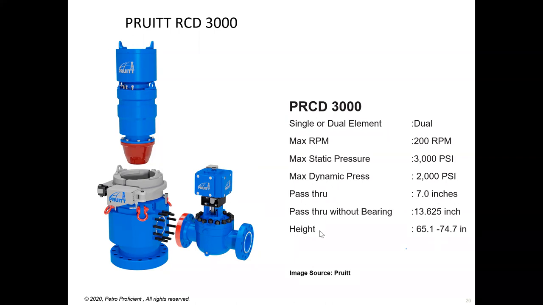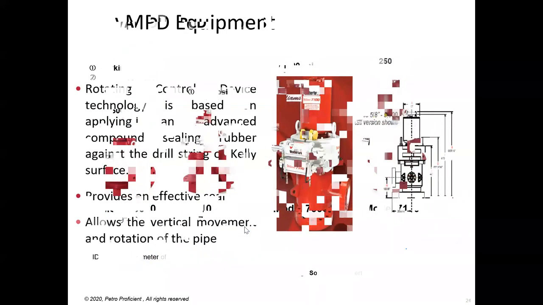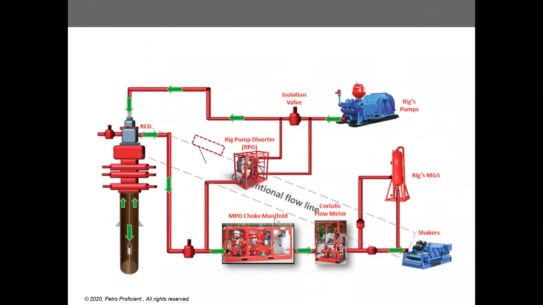So like this, when you start working as engineers, or you're already working as engineers in any other industrial setup, you need to review this information about RCDs as you go along. And then this last parameter is height. So why is height important? Let us go back to the layout. See, this is the height. Height is important because it is mounted on top of your annular BOP.